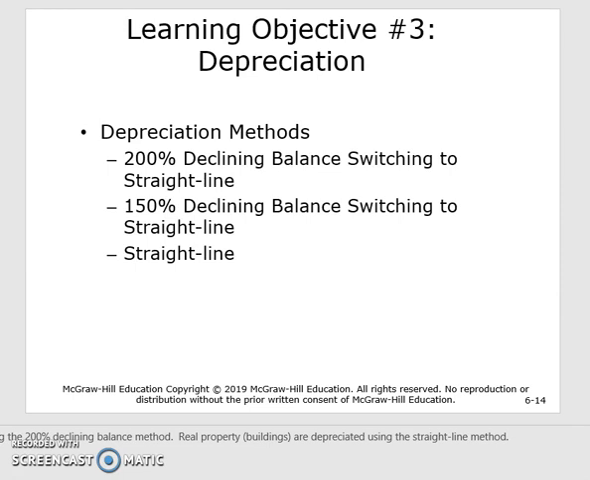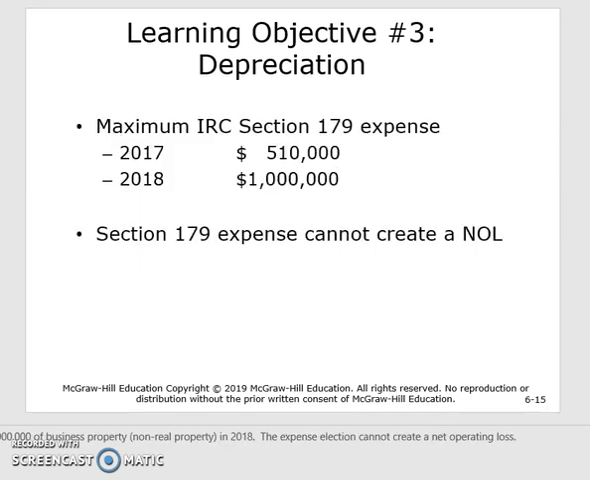The depreciation methods that are used for tax purposes are the 200% declining balance switching to straight line, the 150% declining balance switching to straight line, and straight line. Straight line is going to be used for all buildings, all real property, and other business assets would be depreciated using the 200% declining balance method. But we're going to use the depreciation tables that are in our textbook for calculating depreciation.